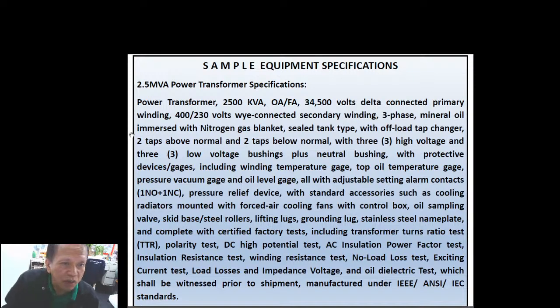3-phase mineral oil immersed with nitrogen gas blanket, sealed tank type with offload tap changer, 2 taps above normal and 2 taps below normal, with 3 high voltage and 3 low voltage bushings, plus neutral bushing. With protective devices, gauges including winding temperature gauge, top oil temperature gauge, pressure vacuum gauge, and oil level gauge, all with adjustable setting alarm contacts, open and close parenthesis, 1 NO plus 1 NC.